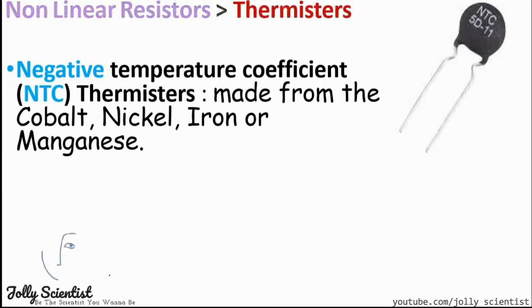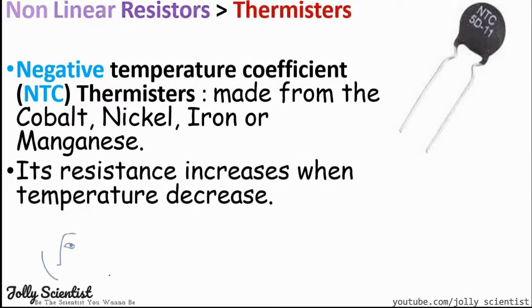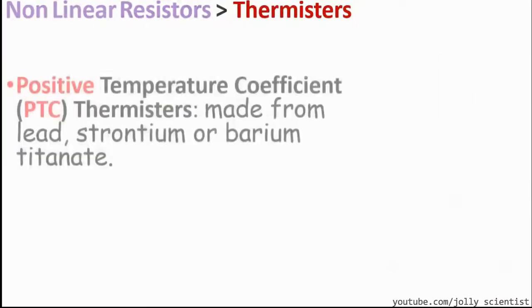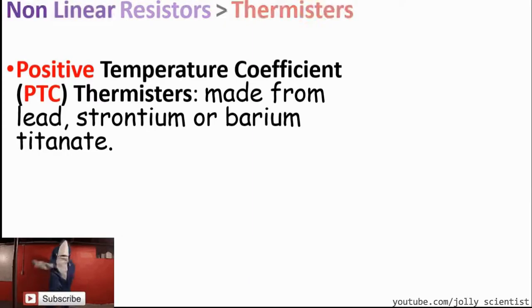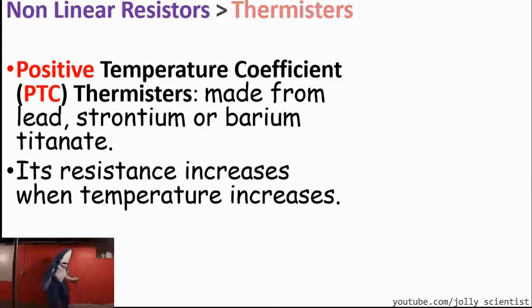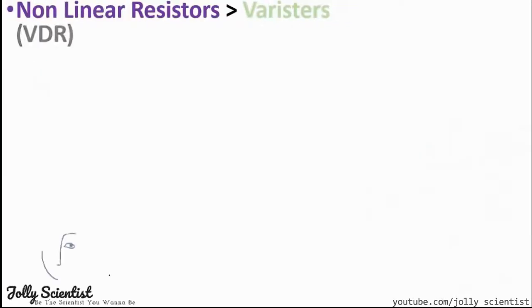The negative temperature coefficient thermistors are made of cobalt, nickel, iron, or manganese. Their resistance increases when temperature decreases. They are used in temperature sensing instruments or current limiting. The positive temperature coefficient thermistors are made from lead, strontium, or barium titanate. Their resistance increases when the temperature increases. They are used in overcurrent protection, self-regulated heaters, or time delay.